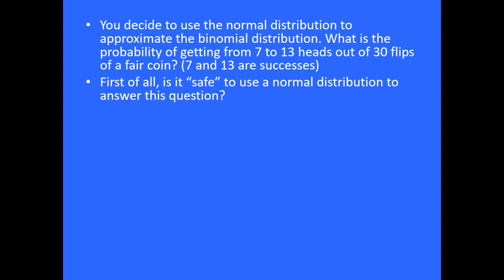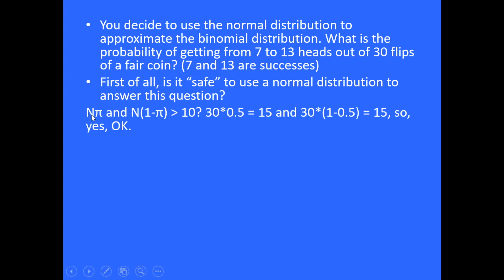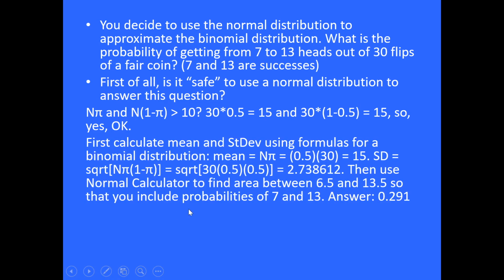Remember, two things have to be true. n times pi has to be greater than 10, and 1 minus pi times n has got to be greater than 10. In this case, pi is 0.5, and 1 minus pi is also 0.5, so it makes it a little easier. We take 30 times 0.5, that's 15. Notice that these are both greater than 10, so we can do this. We should get a pretty close answer. So what do we do? Well, remember, with the normal distribution, we need a standard deviation.